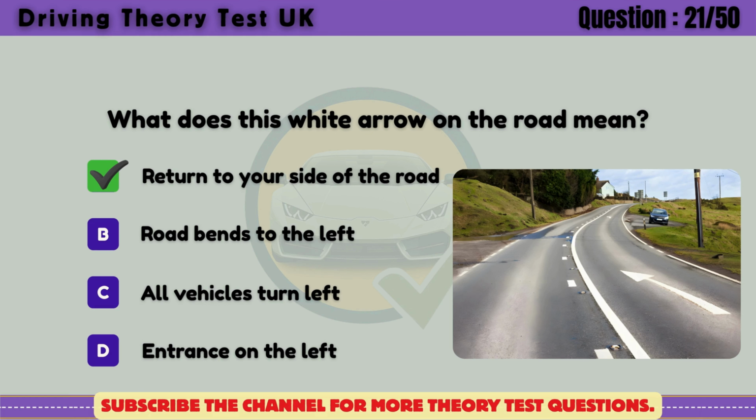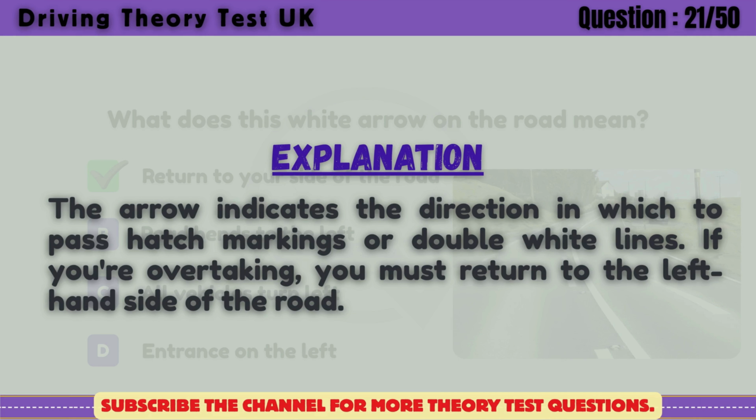Answer is A. Return to your side of the road. The arrow indicates the direction in which to pass hatch markings or double white lines. If you're overtaking, you must return to the left-hand side of the road.